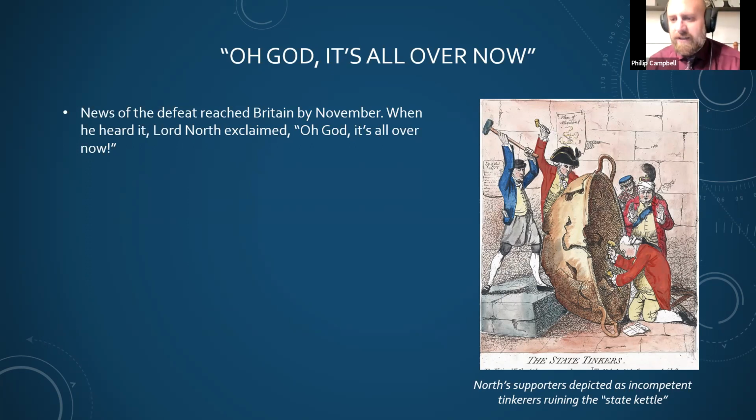But the resources of the British state were conceived of as being in a giant kettle, like a giant bronze pot. And tinkerers are like the metallurgists who make these goods. And so they are conceived of as ruining the kettle of state, breaking it, cracking it, in other words, losing all of the state's resources. And you can see Lord North on his knees at the bottom right, chiseling away, ruining the state kettle. Even though Lord North himself by this time was not in favor of the war, it was his job to support the war.